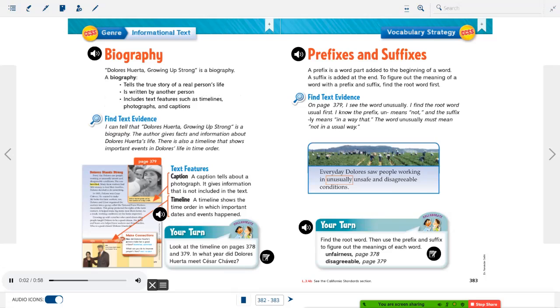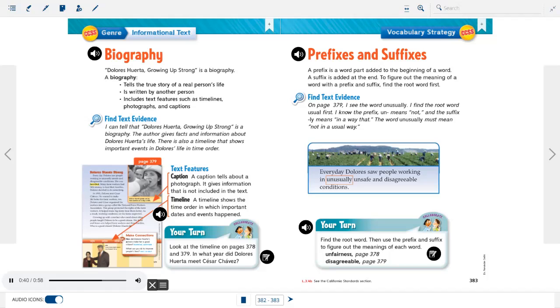Biography. Dolores Huerta, Growing Up Strong, is a biography. A biography tells the true story of a real person's life. Is written by another person. Includes text features such as timelines, photographs, and captions. Find text evidence. I can tell that Dolores Huerta, Growing Up Strong, is a biography. The author gives facts and information about Dolores Huerta's life. There is also a timeline that shows important events in Dolores's life in time order.